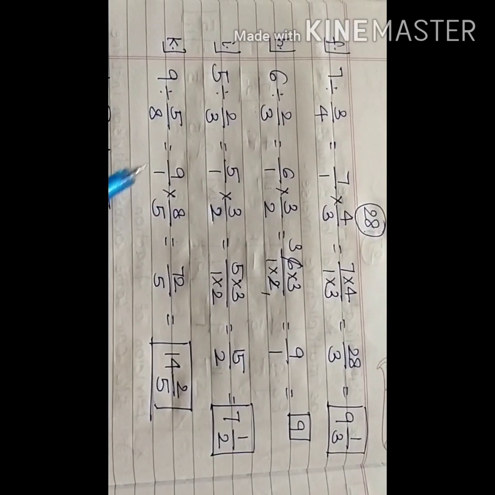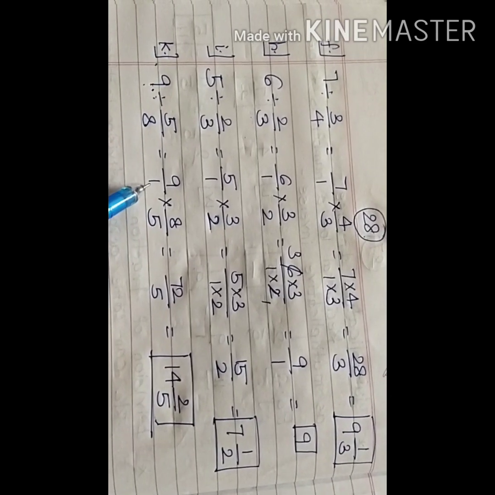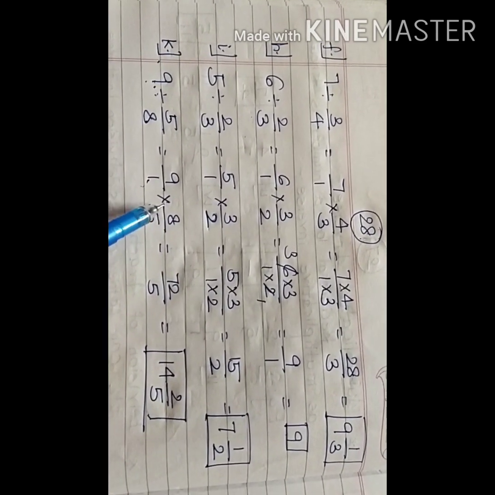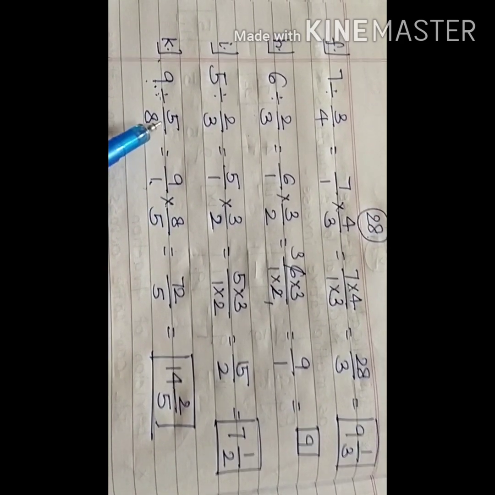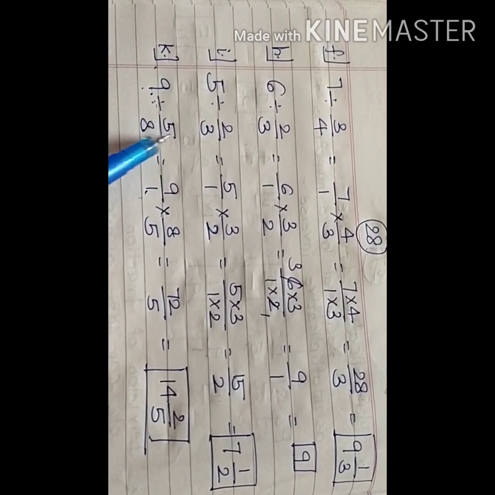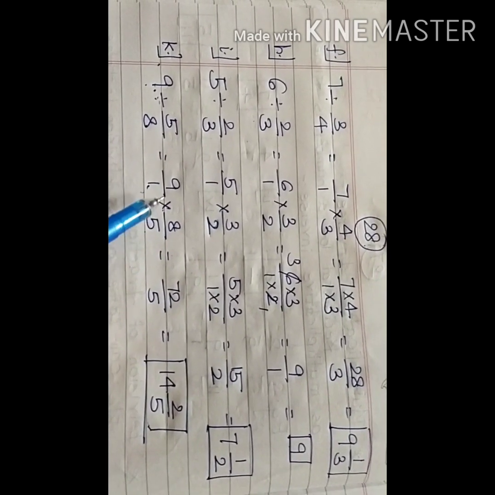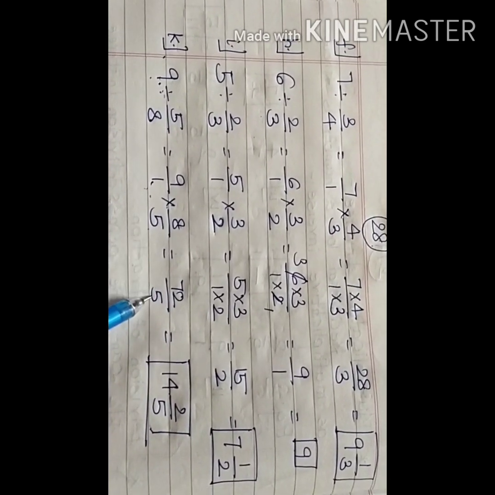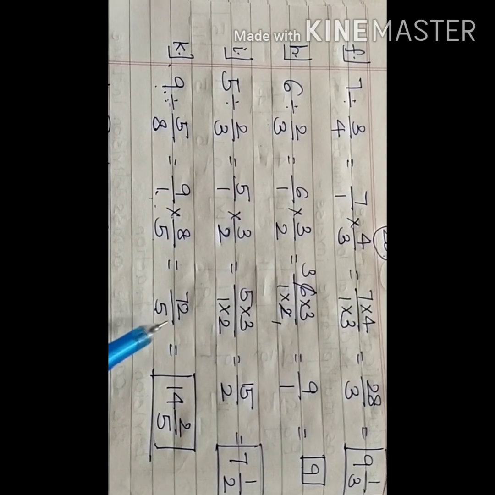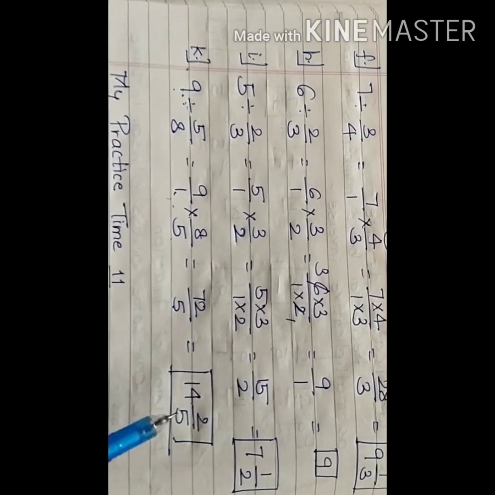Continue, children. Let me take the next one, 9 divided by 5 upon 8. As 9 is a whole, I consider the denominator as 1. Multiplied by, now division converts into multiplication sign, and I reciprocal the second one. So 5 upon 8 becomes 8 upon 5. I could see that nothing is getting reduced. So 9 8s gives me 72 and 5 1s gives me 5. This is an improper fraction. So I write it as a mixed fraction, 14 and 2 by 5.